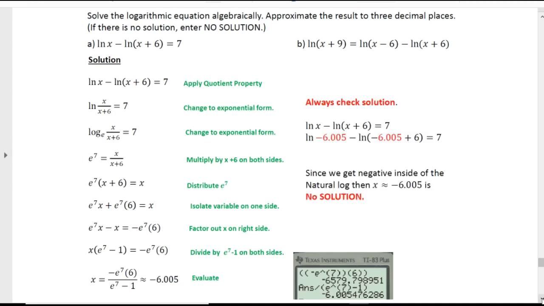You always want to check your solution to make sure that this is a solution. And to do that, we take our answer and plug it in for each x. So if I plug in my number for this x, I get natural log of negative 6.005. Since this number is negative, then there's no solution.